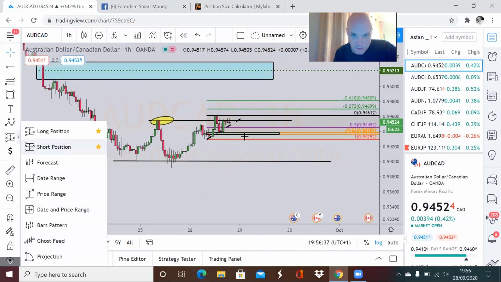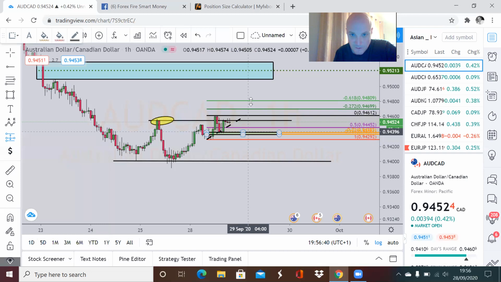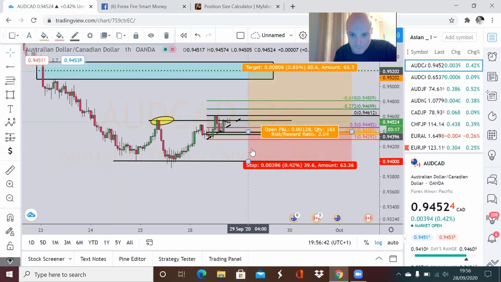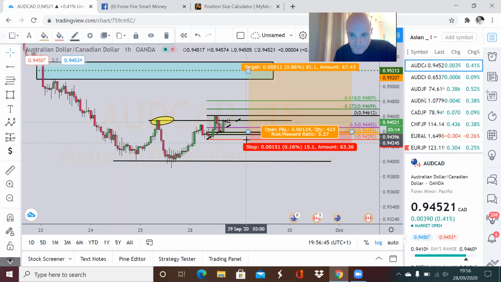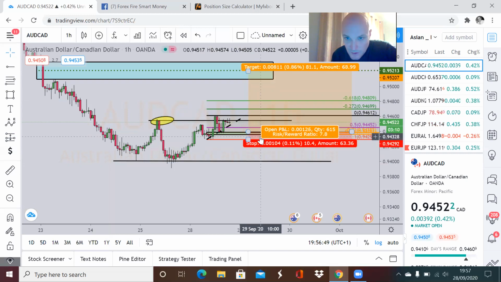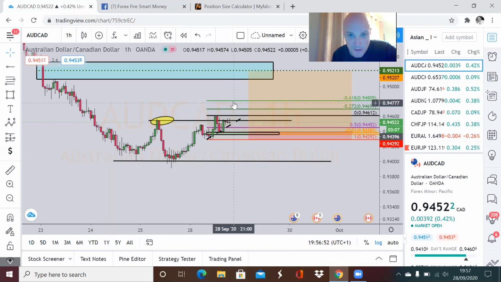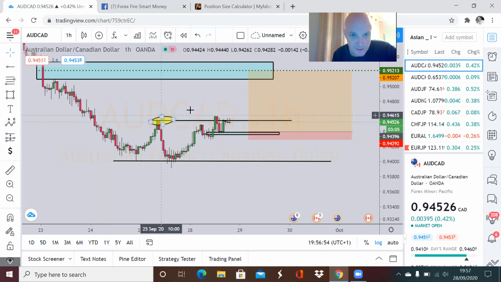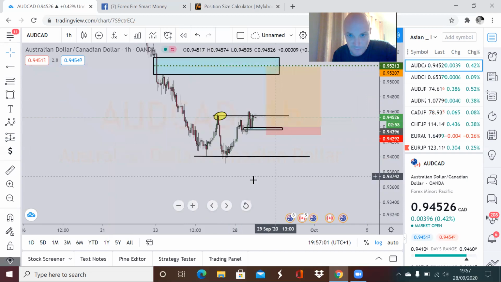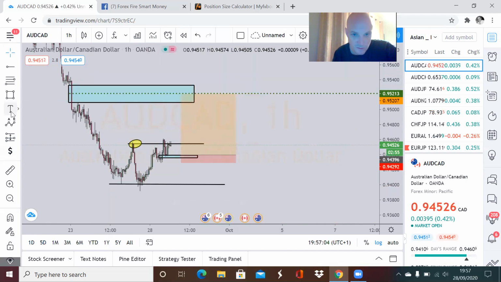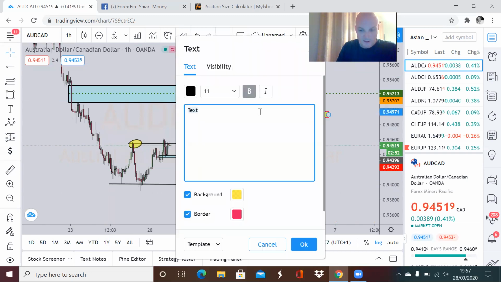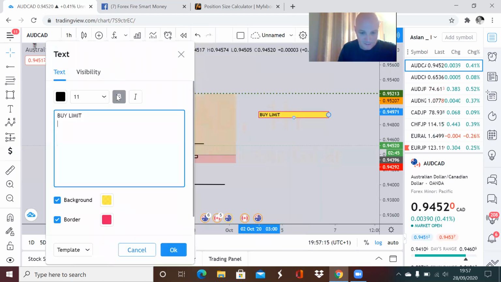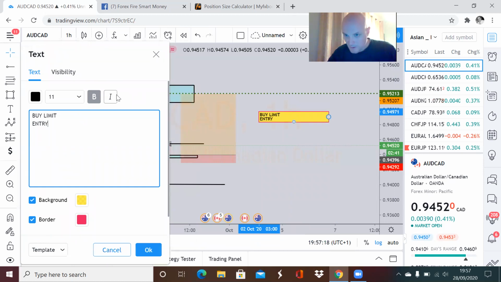Let's take a look. Long position. Up to this here. Again, we've got around about 10 pips. Get rid of the noise, guys, and then we can mark this one up as well. Right, so we've got a buy limit.